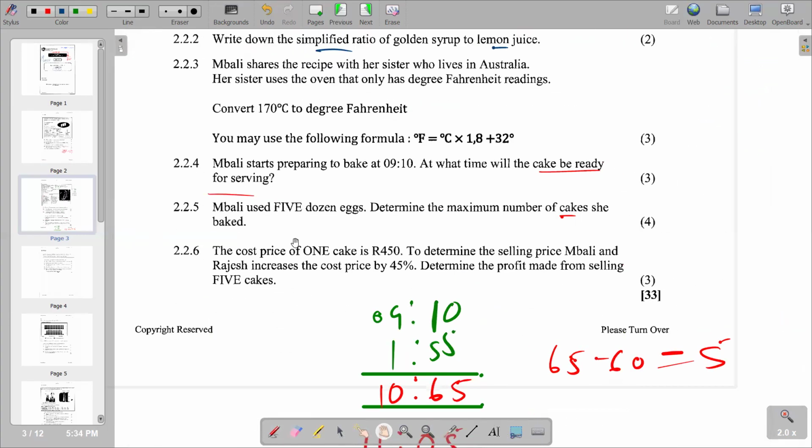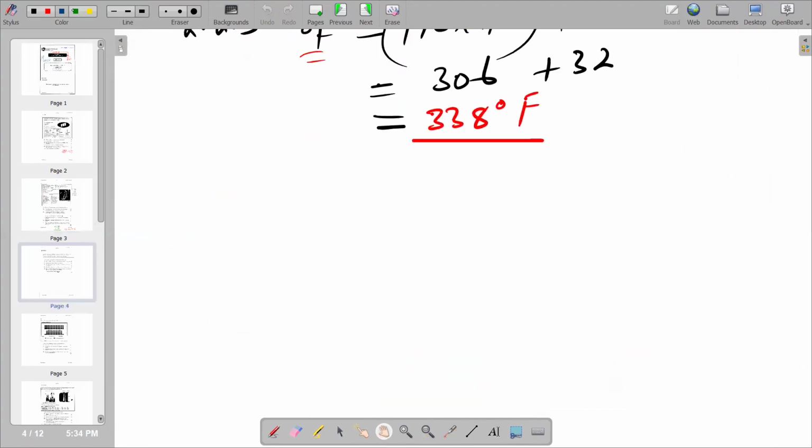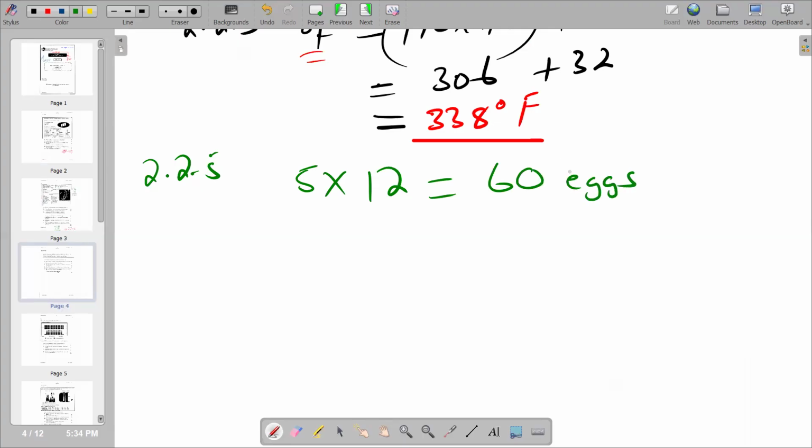And we see now, on our calculation, 2.2.5. First of all, we need to find the total number of eggs, whereby we are saying we have got 5 dozens. Then we multiply by the 12 eggs in a dozen. So we get 60, a total of 60 eggs. So out of these 60 eggs, we know that for every cake we need 4 eggs. So to see the number of cakes that we can get out of 60 eggs, it is 60 divided by 4, and then you're going to get 15 cakes. So basically that's what we use.